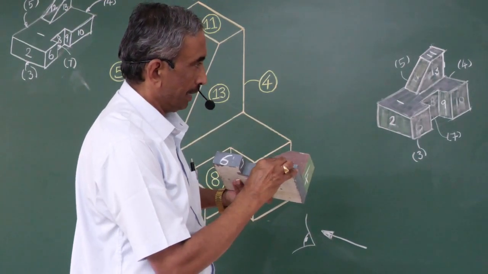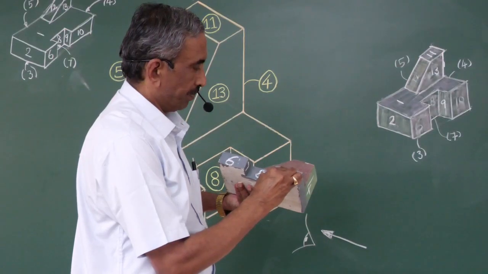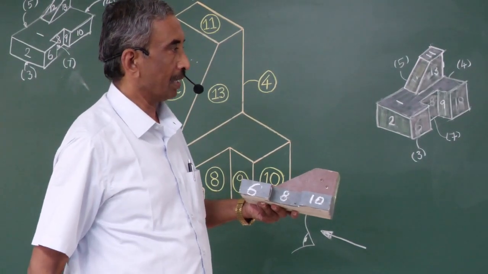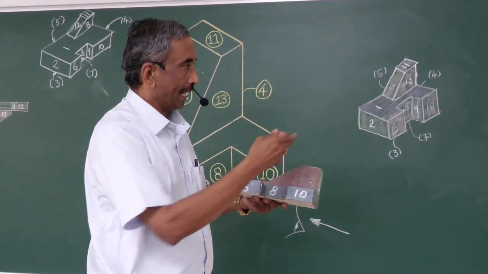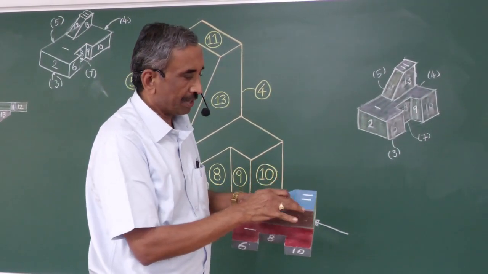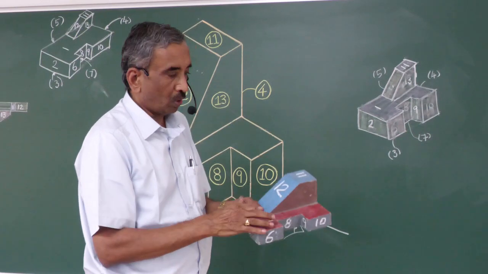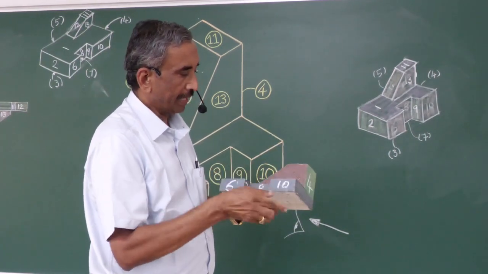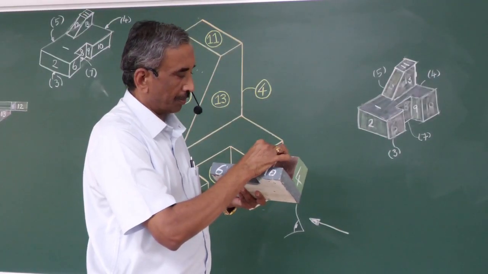And this is my face 10, which is the front right side of the bottom box. 11 is the top face of the object. 12 is the slant face of the object, and 13 is this trapezium.